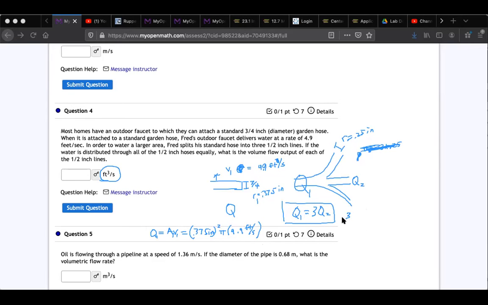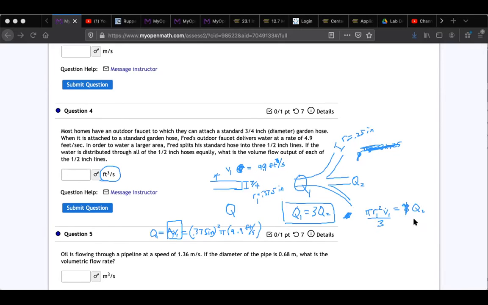We put this in for flow 1 on the left side. Actually, I'm not going to put those numbers in. I'm going to put the formula in, this formula with pi r squared in for area. So we're going to have pi times radius 1 squared in inches times the velocity V1, that's the one that they give us up here, 4.9. And then that has to equal 3 times Q2, which is the thing we want to know. So we divide this one by 3 to get our answer.